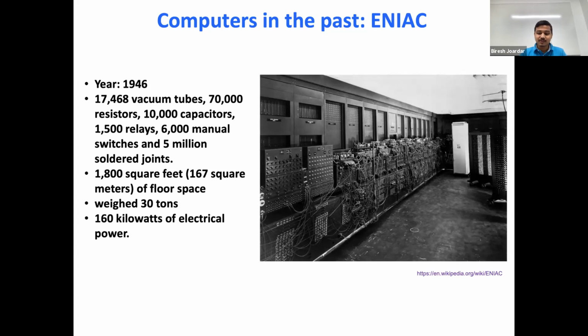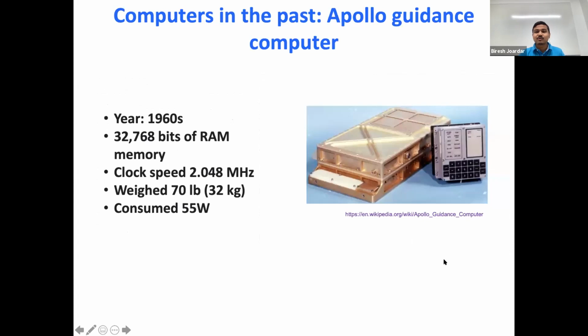So we started from here, and then eventually we improved. This is the Apollo guidance computer from the 1960s. If you recall, the Apollo guidance computer was used in the space missions by the US. Here we had 32 kilobytes of RAM. The clock speed was just 2 megahertz, not gigahertz, 2 megahertz. And as you can see, it weighs 32 kilos, which is an improvement over ENIAC, but still quite heavy compared to today's computers, and consumed 55 watts of power, which is also very high compared to modern computers.